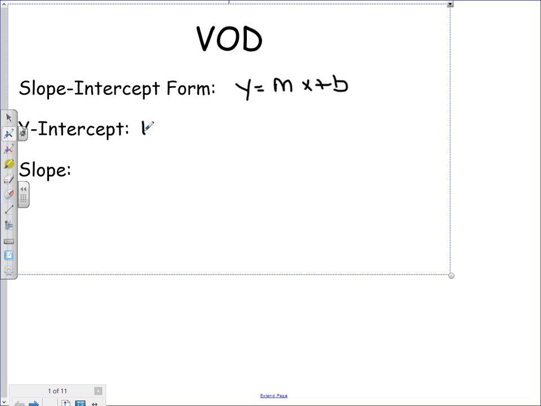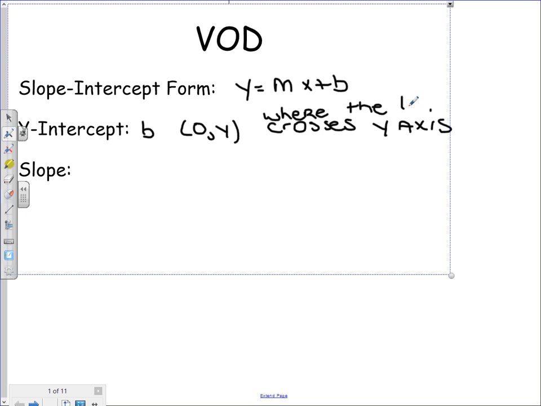Our y-intercept is our b. When x is 0, what is y? Or it's where it crosses the y-axis. Again, defined a variety of ways depending on whether you're looking at a picture. And I'm going to add here where the line crosses the y-axis. Okay, and then we have slope, which is our m, our coefficient of x, the number in front of x.